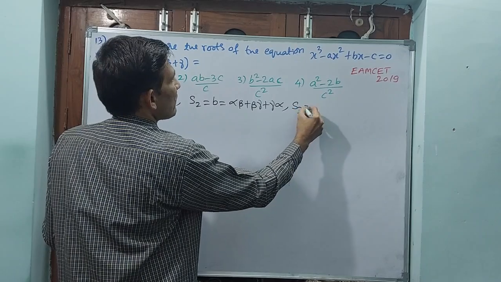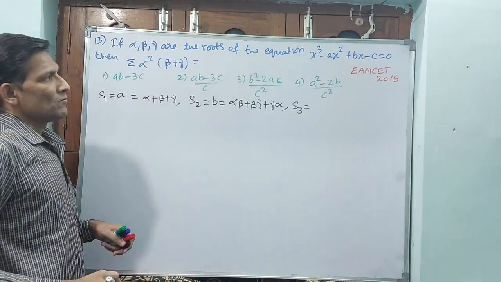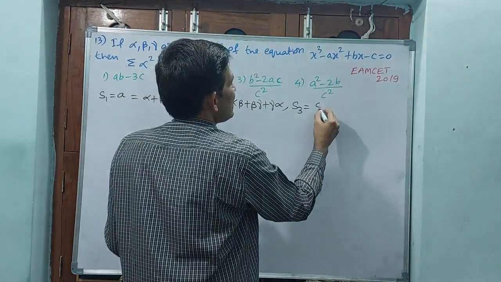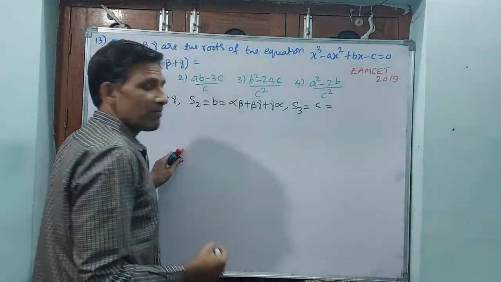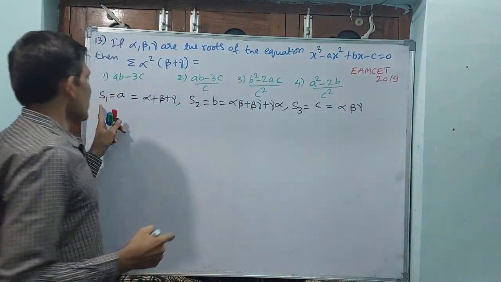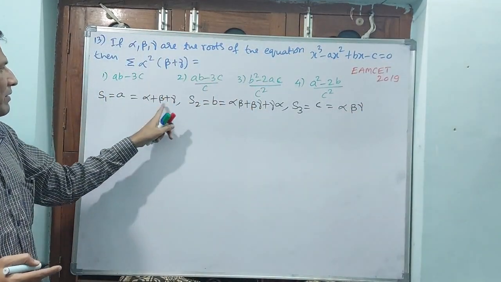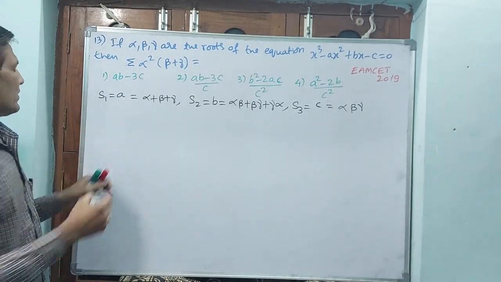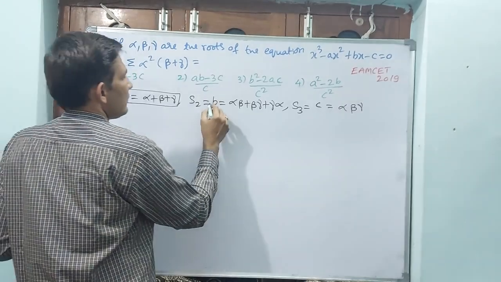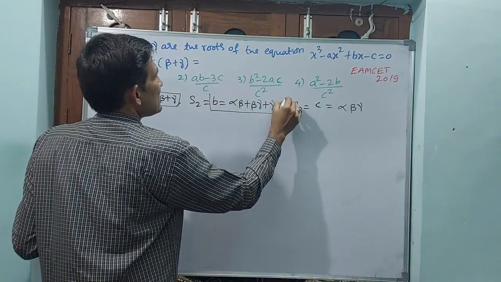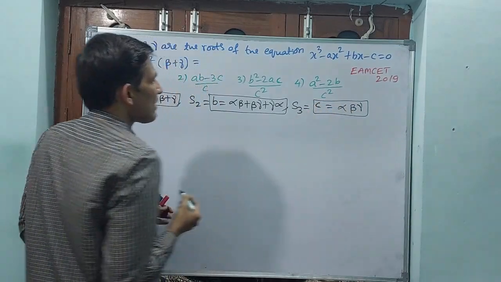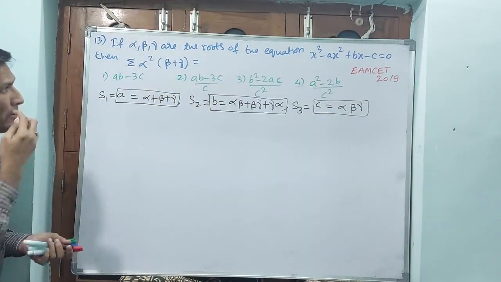And S3 also you find in the equation. Minus c is there, so it is going to become plus c. What is this c? Alpha beta gamma. So now you see, S1, that means alpha plus beta plus gamma is equal to a, or else I will box it like this. Why? Because these we require. S1, S2, S3 we don't bother, but these we require.